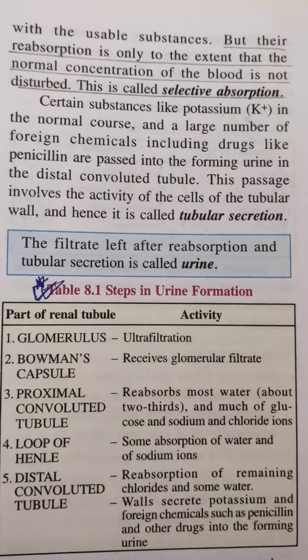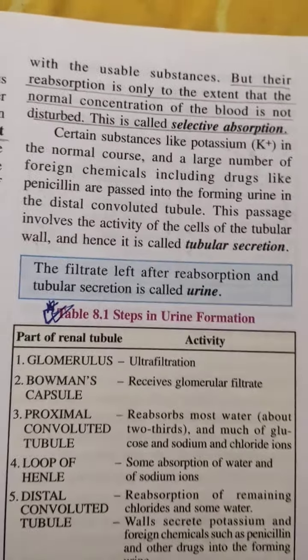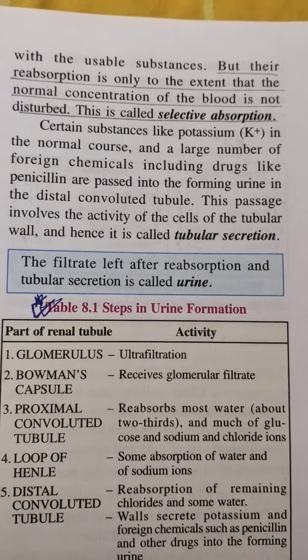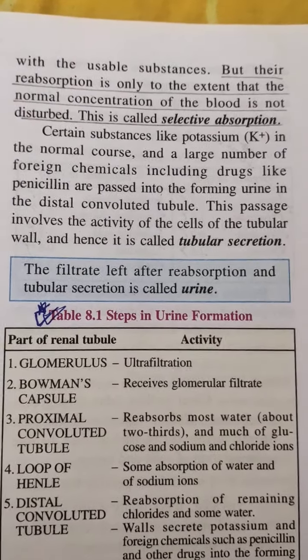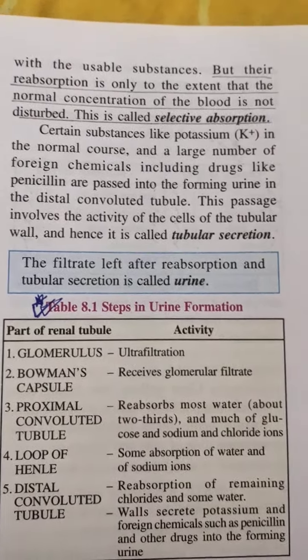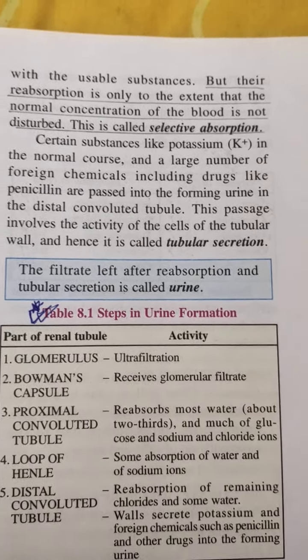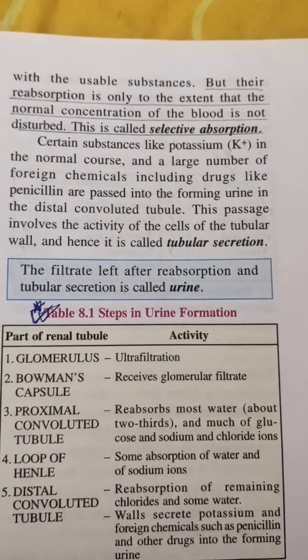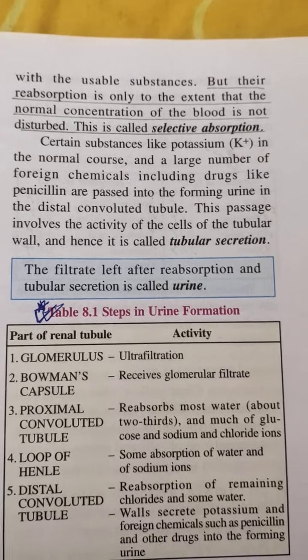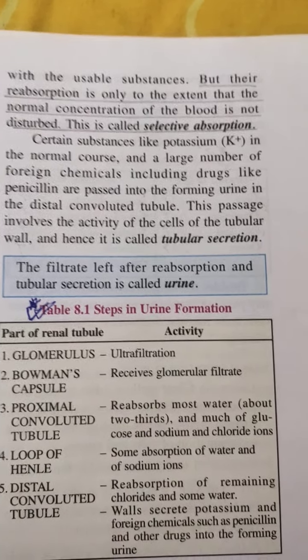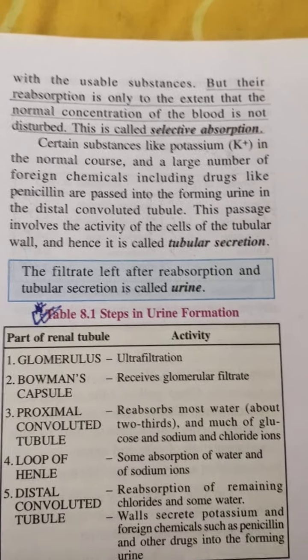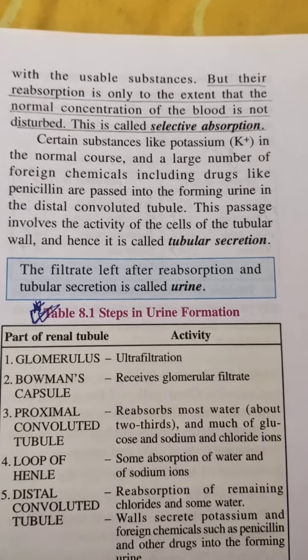That means excess potassium is also very harmful for our body, for the nerve impulses to be conducted properly. So if excess potassium is there, and also the drugs, the medicines which we are taking inside, those things are secreted at the DCT part of the nephron, and that is known as tubular secretion.